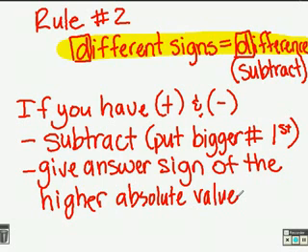Okay? All right. So rule number 1, same, find the sum. Add them, give it that sign, whatever sign it is. Rule number 2, if they're different signs, find the difference. So subtract them, and then give the sign of the higher absolute value.